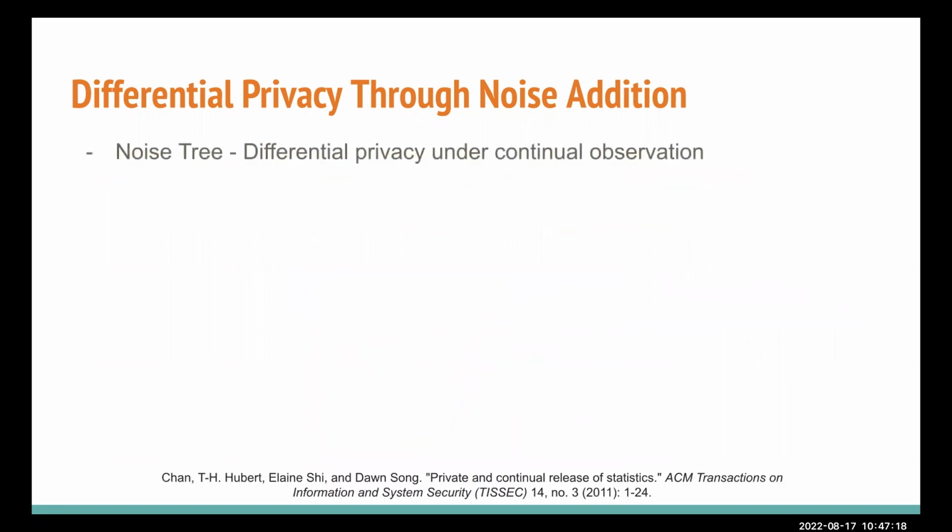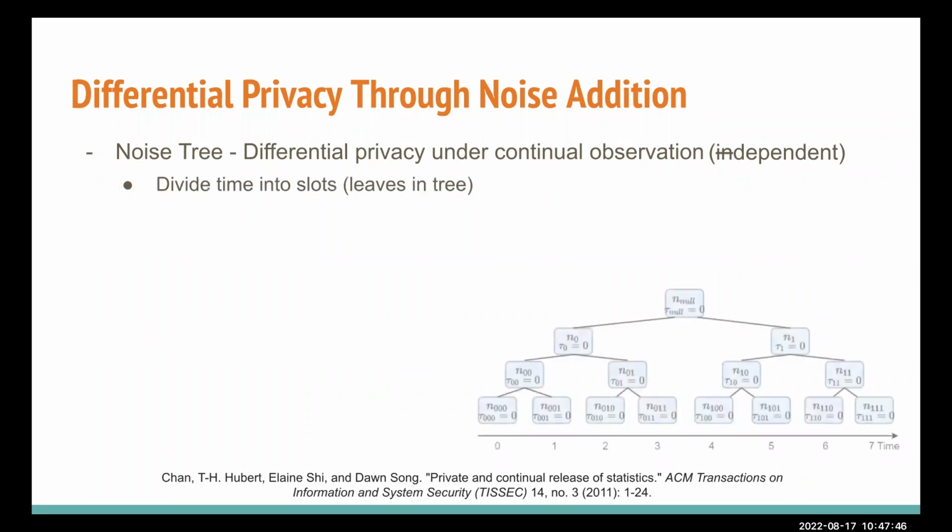We will actually use something more complex, which was presented in 2011. The idea is that we want to achieve differential privacy under continual observation. The basic idea here is that we want to drop the independence property. We want the noise for the queries that the attacker sends us to be dependent. And in what sense dependent? We want there to be dependency over time.